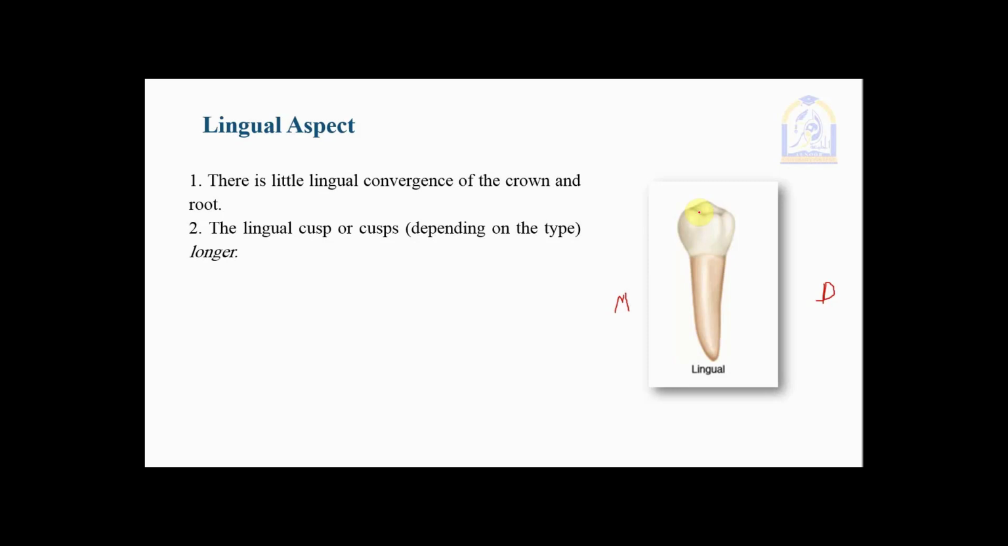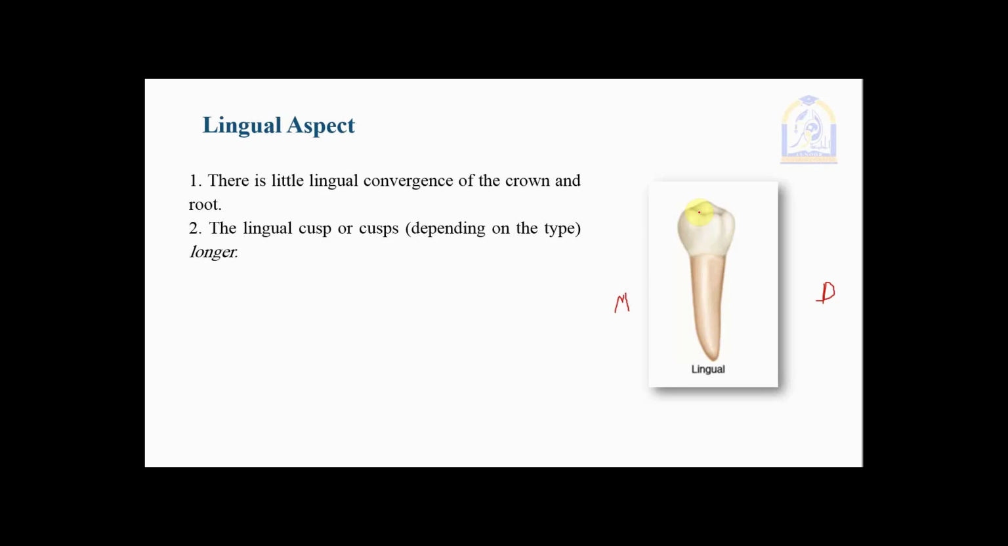Moving to the lingual aspect, the main characteristic is that there is little lingual convergence of the crown, as you can notice here. Because of this, we can see less of the mesial and distal aspects. This is the mesial and this is the distal.